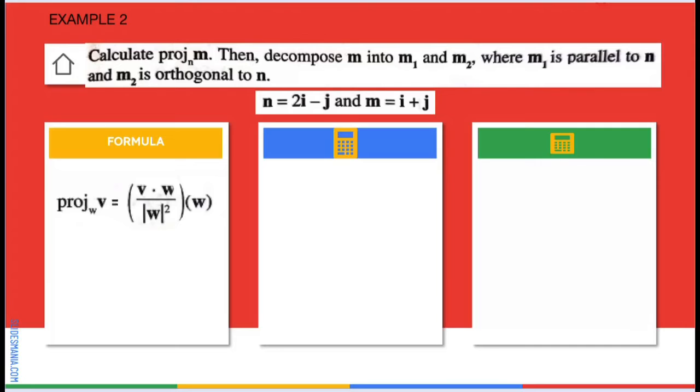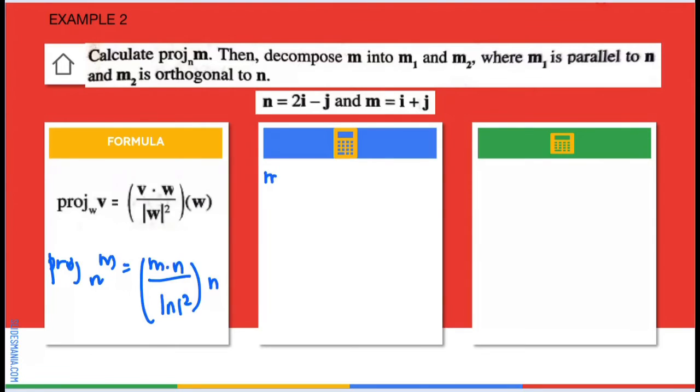Now, let's move on to example 2. Calculate projection of M onto N, then decompose M into M1 and M2, where M1 is parallel to N and M2 is orthogonal to N. So this is the N that's given, 2, minus 1, and then M is 1, 1. So let's see the formula here. This is the formula that we got earlier on. So let's rearrange. So now we want to find projection of M onto N. So the formula is M dot N over magnitude N squared multiplied to vector N.